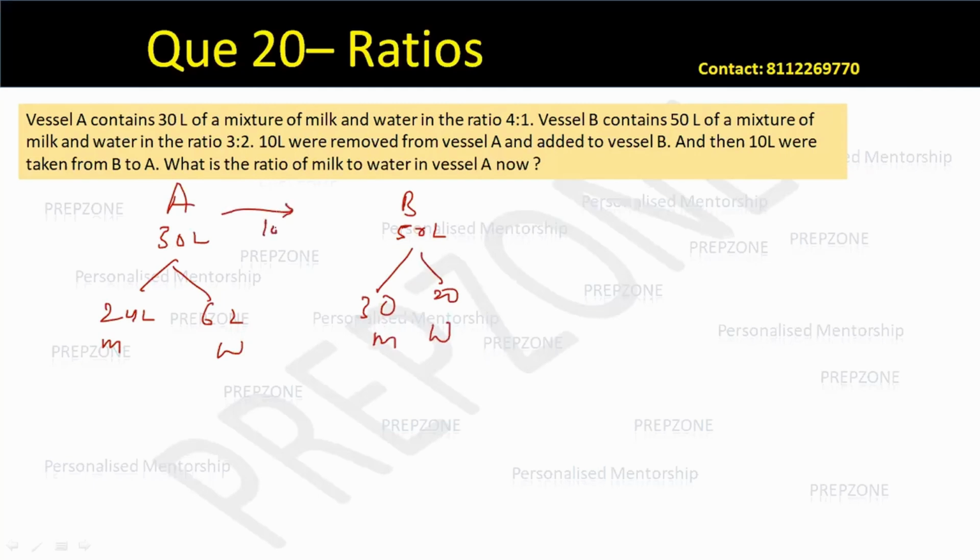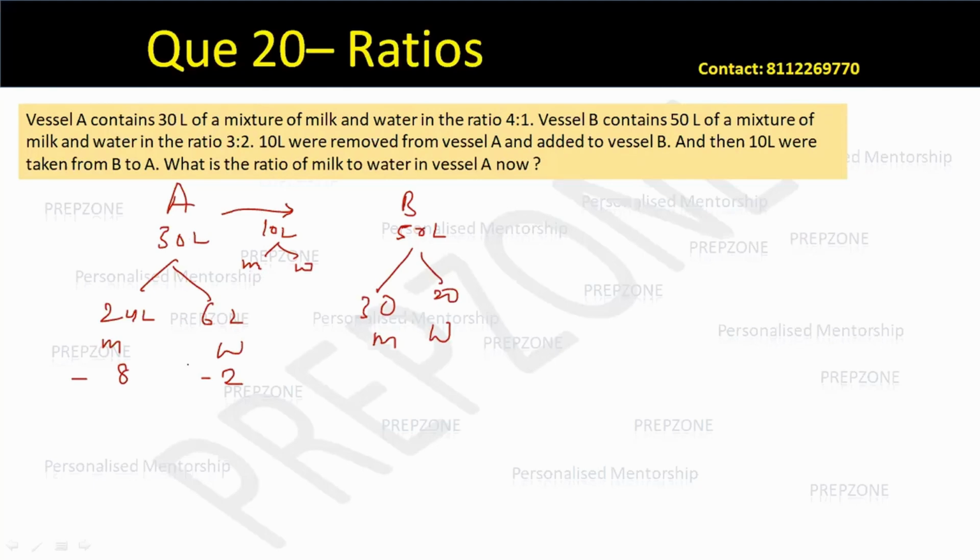Okay, fine, so tell me. The amount of milk in A would be 24 minus 10 into 4/5. Sure. This 10 liters will also have some milk in it and some water in it, right? Milk and water are in the ratio of 4:1. So this is 4/5 and this is 1/5, which means minus 8 and minus 2, right?